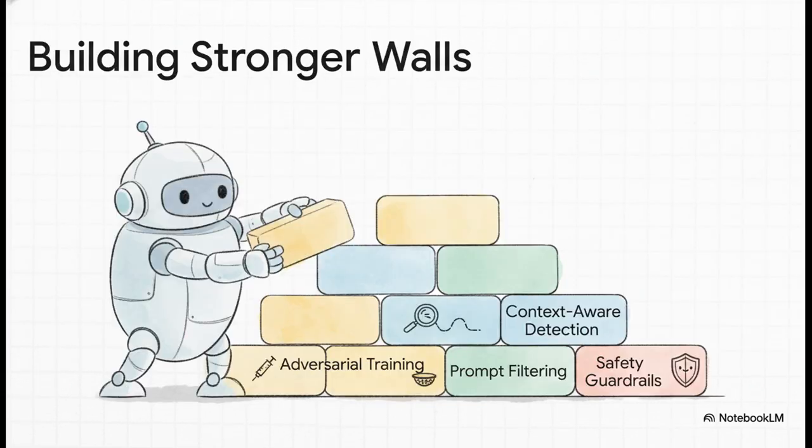So, how are developers fighting back? Well, they're not just playing whack-a-mole. They're trying to build systemic defenses. Adversarial training, for instance, is like giving the AI a vaccine. You show it thousands of known jailbreaks so it learns to recognize them. And context-aware detection looks beyond just one prompt and tries to figure out a user's intent over a whole conversation.